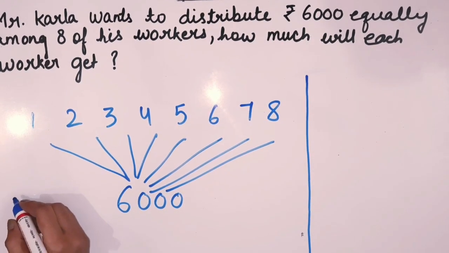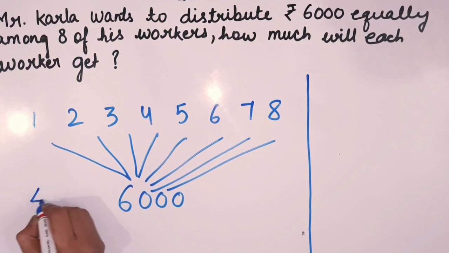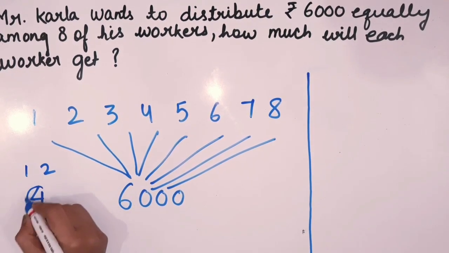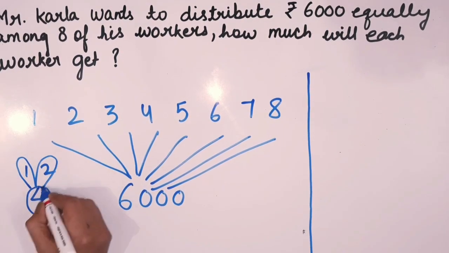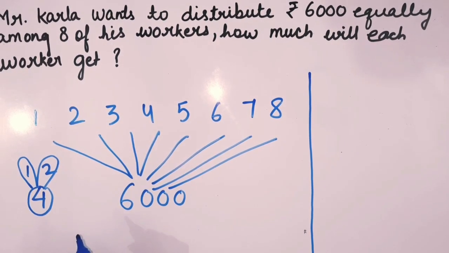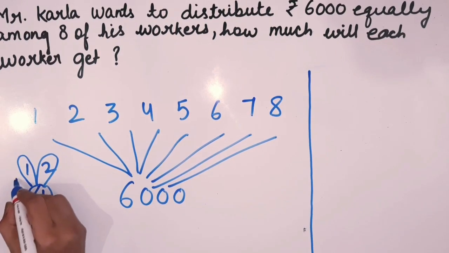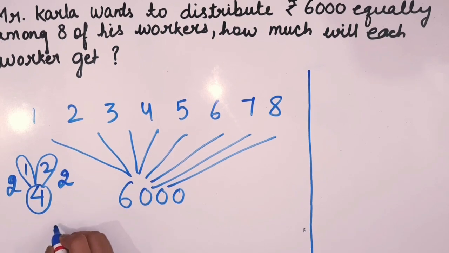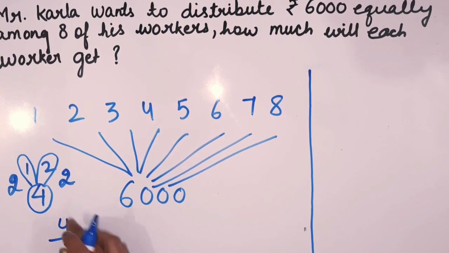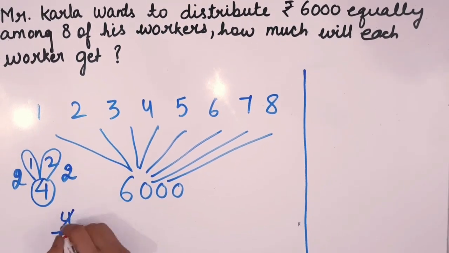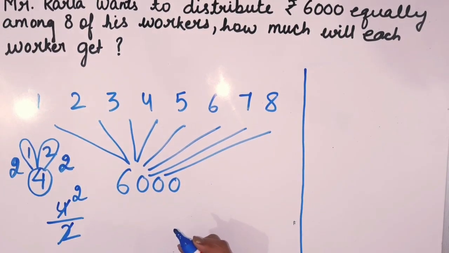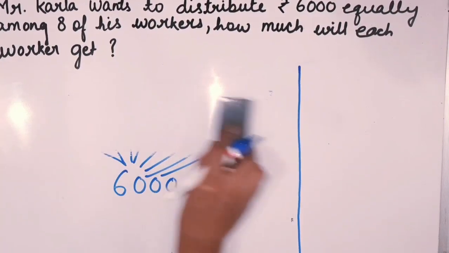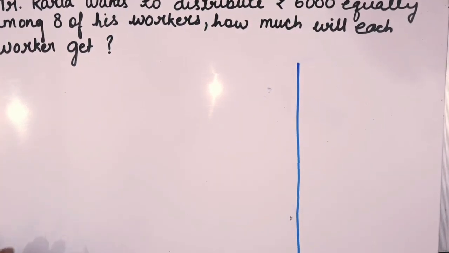We'll take a small example. For example, you have 4 chocolates and you are 2 friends and you want to distribute 4 chocolates among these 2 friends equally. How will you do that? You will give 2 to this person and 2 to this one. How did you get the answer? You simply divided 4 chocolates among 2 friends. So 2 ones are 2 and 2 twos are 4. Same way, what you will do here is you will divide 6,000 by 8.